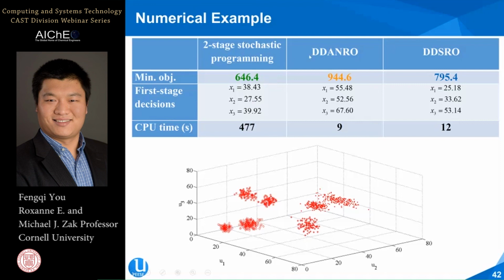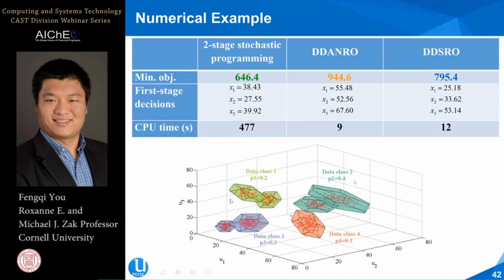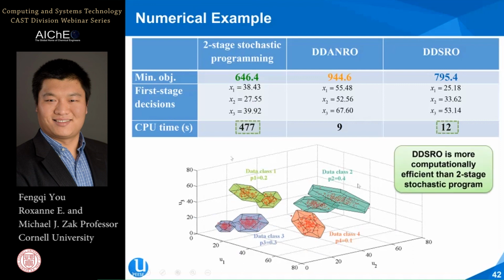DDANRO is the one we talked about earlier. We just discard all this label information and treat all the data in a homogeneous way. Data-driven stochastic robust optimization is something we're talking about here. With stochastic robust optimization, we can end up with multiple groups, multiple union sets, and each data class will still have multiple nice polyhedrons to cover it in a very compact way. Looking at the computational time, the two-stage stochastic tends to be more computationally intensive than the stochastic robust optimization.